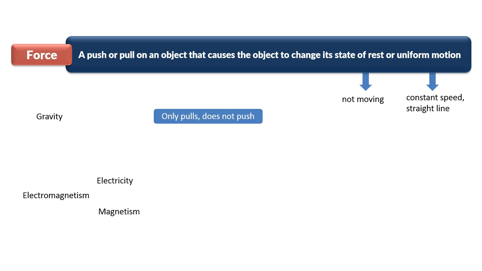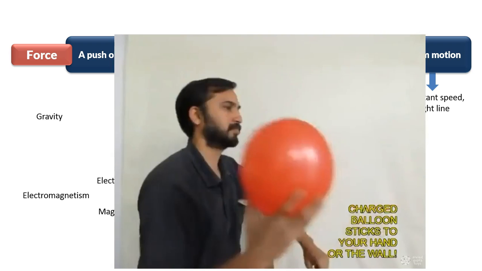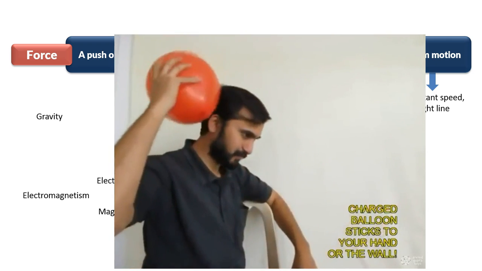Now, gravity is a force that only pulls, it does not push. We experience this every day, so no example is needed here. The electrical force can push or repel when like charges approach each other, or pull, that is, attract, when opposite charges come together. This clip shows the effect of electrostatic charges, that is, charges that do not move, interacting between balloon and wall.